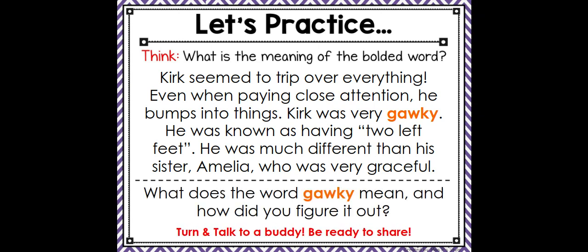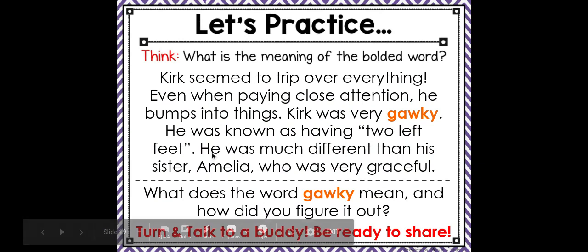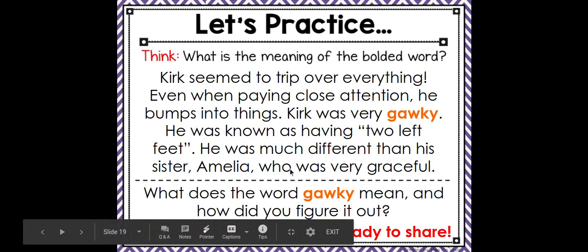What does the word gawky mean, and how did you figure it out? The word gawky means clumsy. You probably figured it out by using the antonym context clue about his sister. He was much different than his sister, Amelia, who was very graceful. So you know that graceful is an antonym or the opposite of gawky, and the opposite of graceful is clumsy.